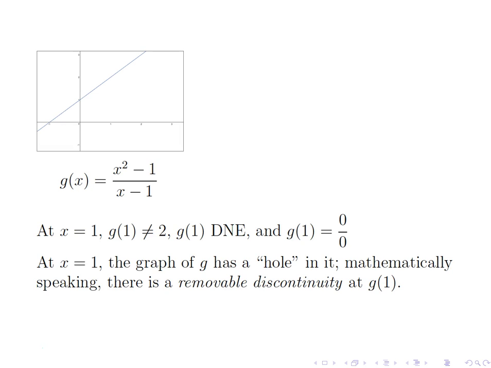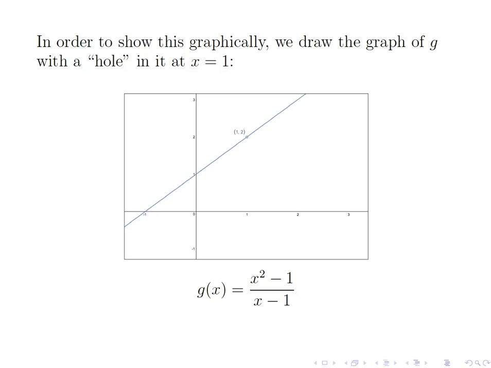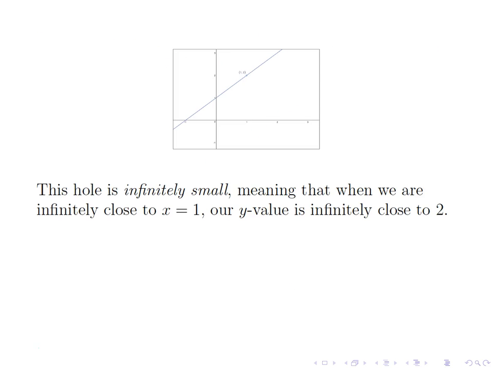At x equals 1, the graph of g has a hole in it. Mathematically speaking, there is a removable discontinuity at g of 1. In order to show this graphically, we draw the graph of g with a hole in it at x equals 1. This hole is infinitely small, meaning that when we are infinitely close to x equals 1, our y value is infinitely close to 2.